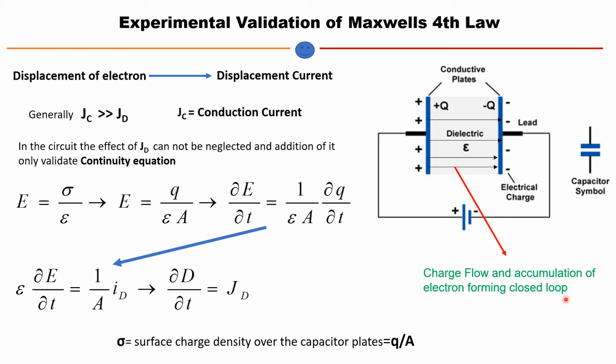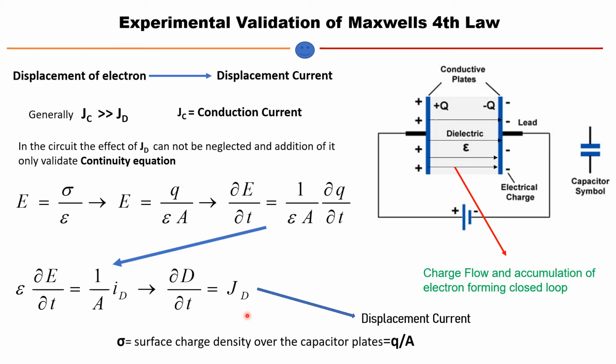So physically, from this circuit you can see that if there is a capacitor circuit, charge is accumulating, and the charge flow and the accumulation of electrons form the closed loop. That gives rise to a small current in a capacitor circuit, very much smaller than the conduction current, but we can't neglect that current in a capacitor circuit. With the introduction of that current, the validation of the equation of continuity can be carried out. So here also you can get experimentally J_D is equal to ∂D/∂t. This is our displacement current.